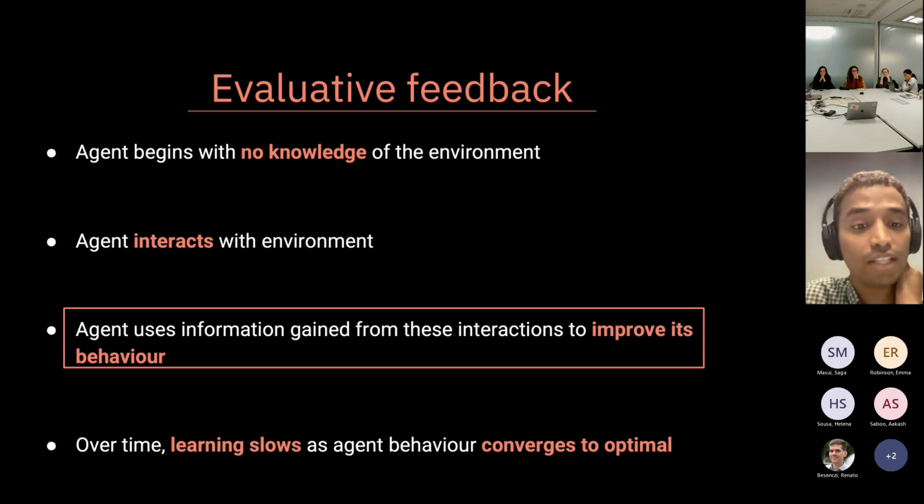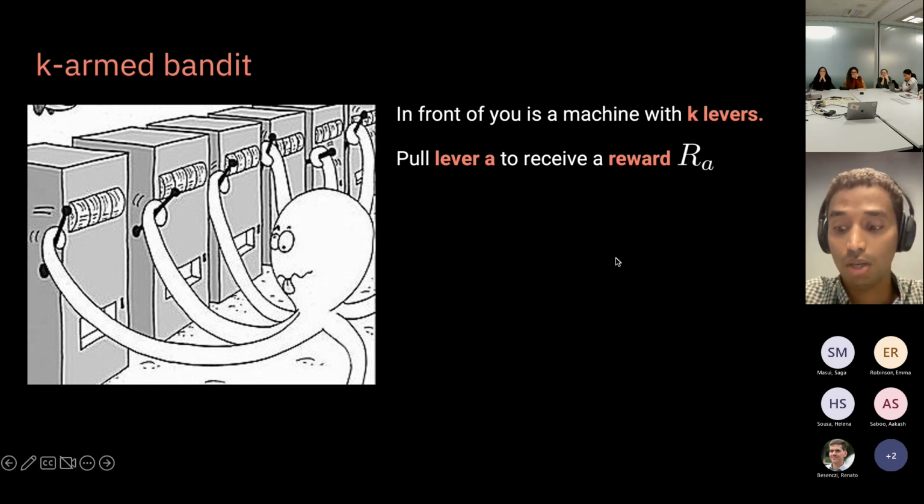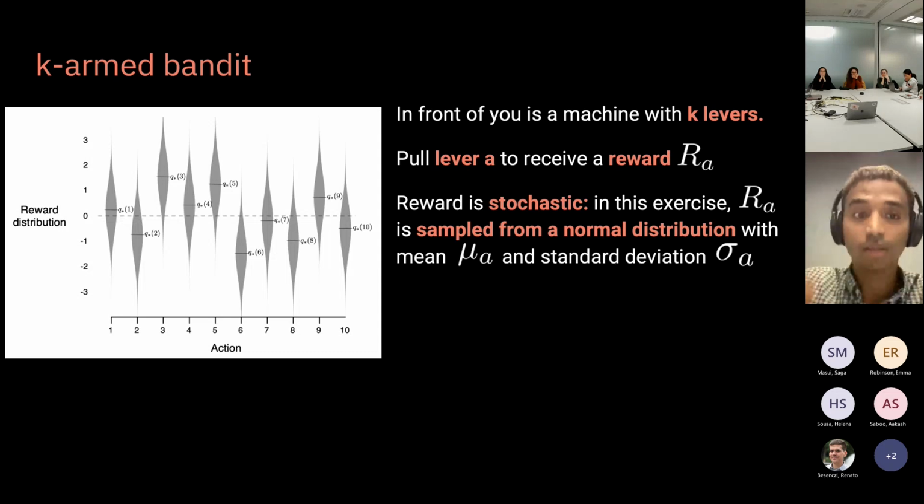However, how would we know that the agent will use the information gained from these interactions so that it can improve its behavior? When there are multiple ways of doing it, one of these ways is what we call the K-armed bandit. To explain it, just imagine that you are in front of a machine with K levers. Every time you pull a lever, you receive a reward that, let's call it R_A. So you keep pulling, and every time you pull, like one, two, or three, you keep getting rewards for every pull that you do. So that means that your reward is stochastic. So R_A is sampled from a normal distribution. For example, it could be with a certain mean and a certain standard deviation.